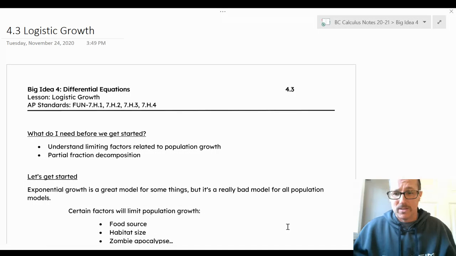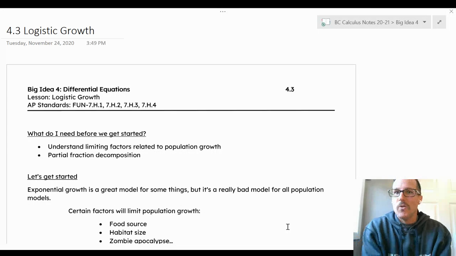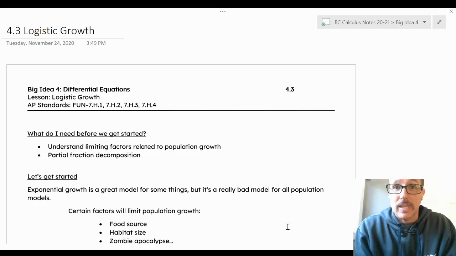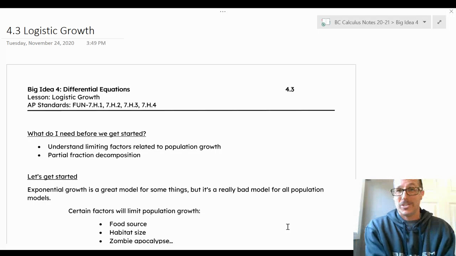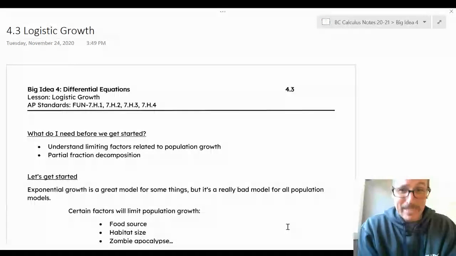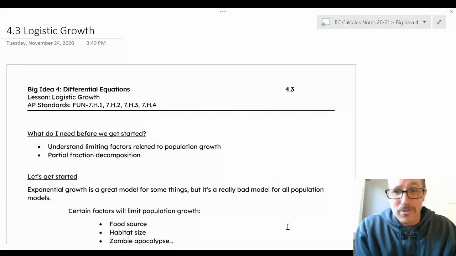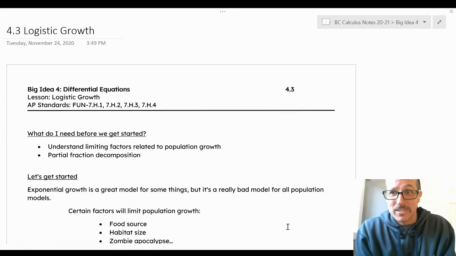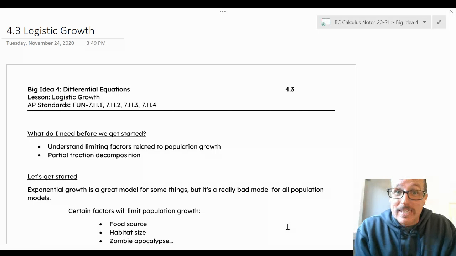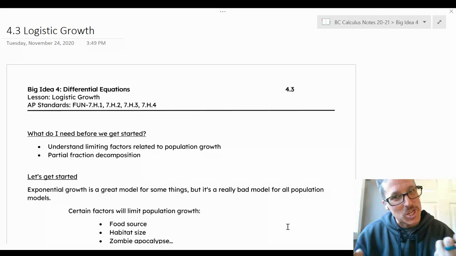Okay, so things you need to know: population growth has limiting factors, right? We can't just grow unchecked. Populations don't tend to do that in the real world. They tend to have limiting factors. Like if you've been paying attention in your science classes, you might know that there is something called a carrying capacity. And if you have had any instruction on that, then you can basically skip this video, because everything you need to know about logistic growth, you probably learned in science.